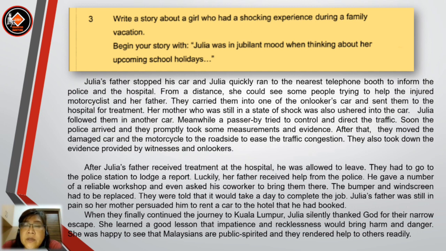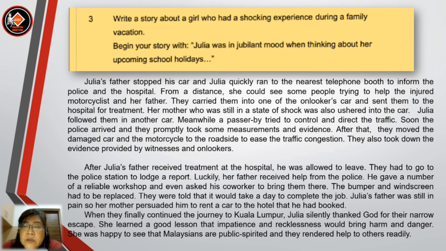They also took down the evidence provided by witnesses and onlookers. After Julia's father received treatment at the hospital, he was allowed to leave. They had to go to the police station to lodge a report. Luckily, her father received help from the police. He gave a number of a reliable workshop and even asked his co-worker to bring them there. The bumper and the windscreen had to be replaced.